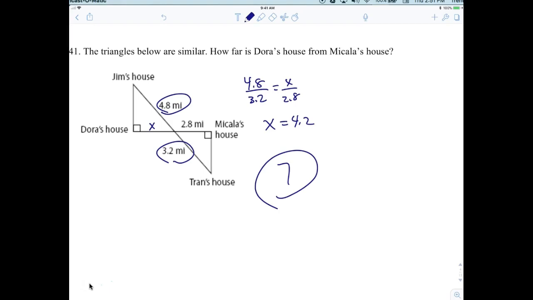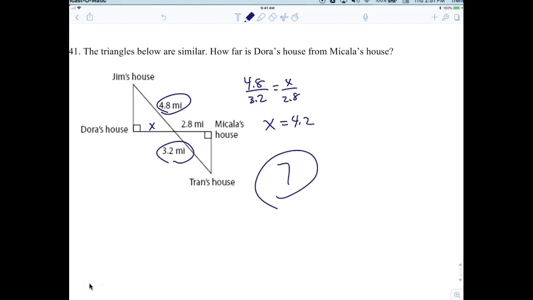Look, the question, please. I'm going to put this on the test tomorrow, so I need you to pay attention. You got to always go back and read. How far is Dora's house from whatever's house, right? So I'm trying to find, watch, please, I'm trying to find this distance from here to here. Do you agree with that? Does everybody agree with me? So how much is X?